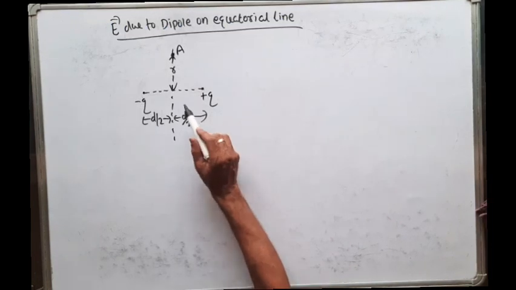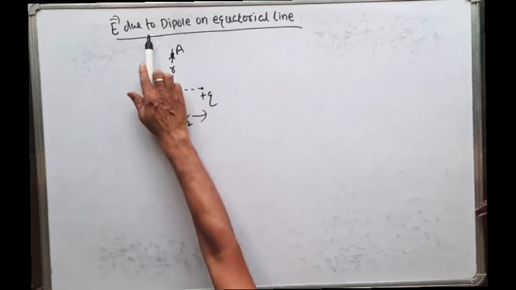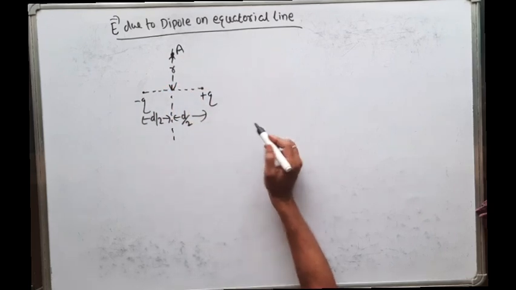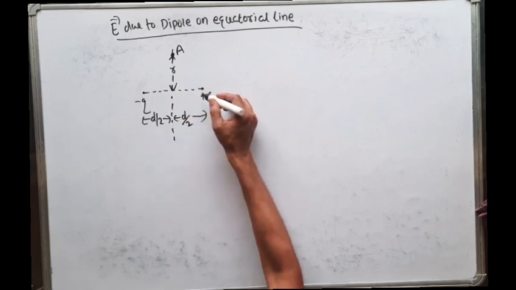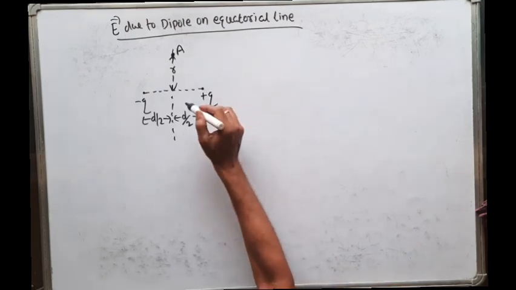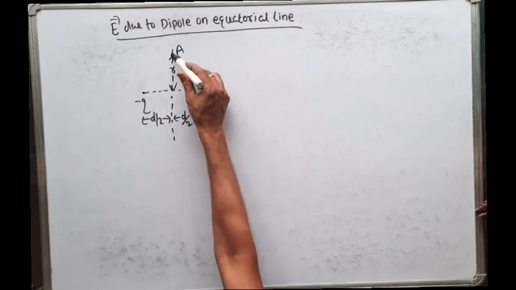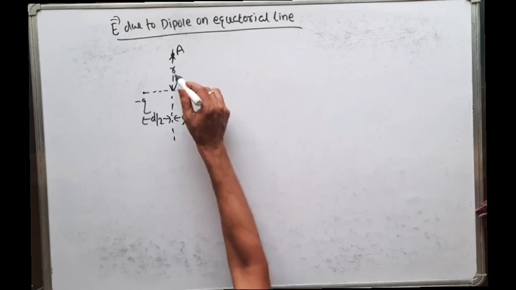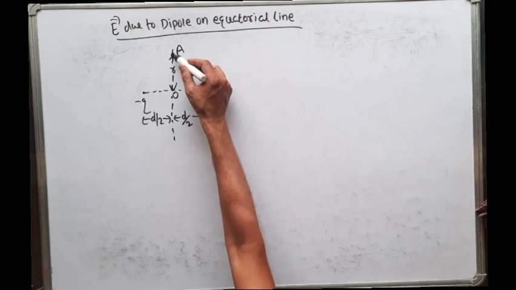Now next, a small derivation. Derive the electric field intensity due to a dipole on the equatorial line. Now you see, this is minus q, this is plus q. This is the equatorial line, and the distance of separation between the two charges is d, and this point A, which is lying on the equatorial line, is at r distance from the center of the dipole. So we have to find the electric field intensity at point A.